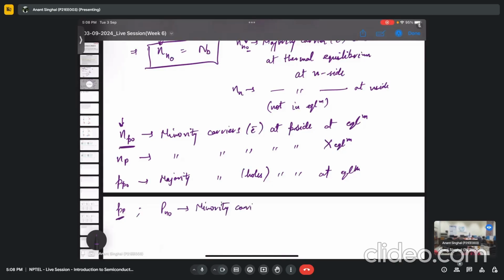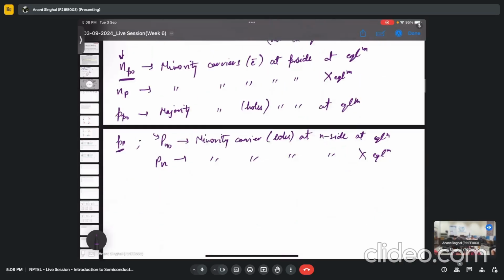Since we are writing n, now the minority carriers will be holes. So Pn0 means the hole concentration at the n side at equilibrium, and same for Np, which is not at equilibrium. So these are all the analogies.